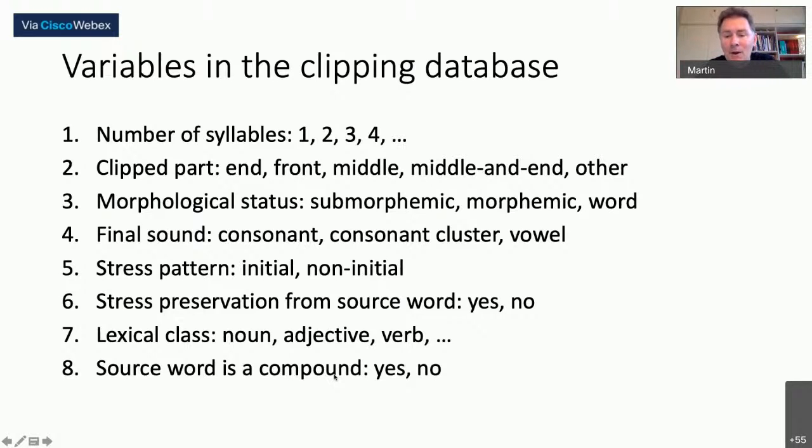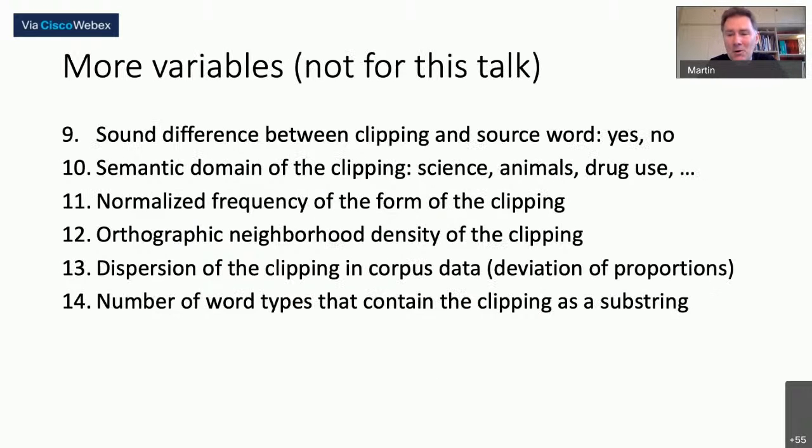Now that's already a lot, but we've actually included further variables that I won't discuss here, so don't worry. I just want you to know that they are there and that we will analyze them in future work. These include variables that, for example, capture whether or not there is a sound difference between the clipping and the source word. For example, in bro, which differs with regard to its vowel quality from brother.